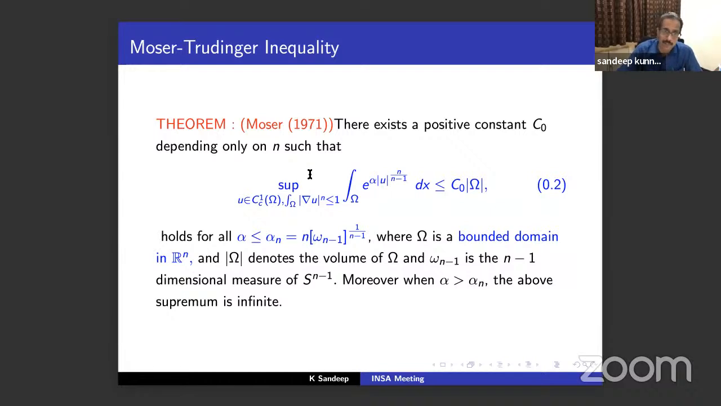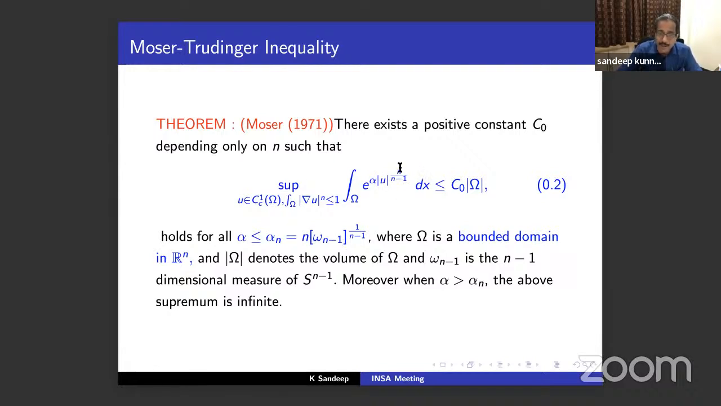I will tell you what was his motivation to find such a thing. So the statement is: there exists a positive constant C0 depending only on the dimension n, such that the supremum over u in C_c^1 of omega, with integral over omega of the gradient of u to the power n dx less than or equal to 1, of the integral of e to the power alpha |u| to the power n by n minus 1, is less than or equal to this constant times the measure of omega. Here |omega| means the measure of omega. This holds for all alpha less than or equal to a constant alpha n, where alpha n is nothing but this constant, where omega n minus 1 is the surface measure of the n minus 1 dimensional unit ball in Rn.